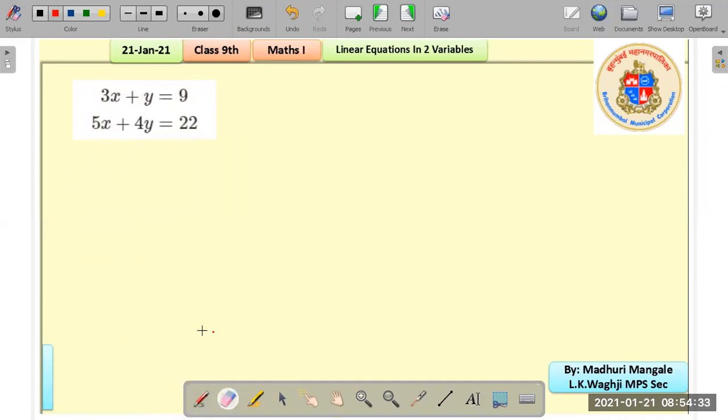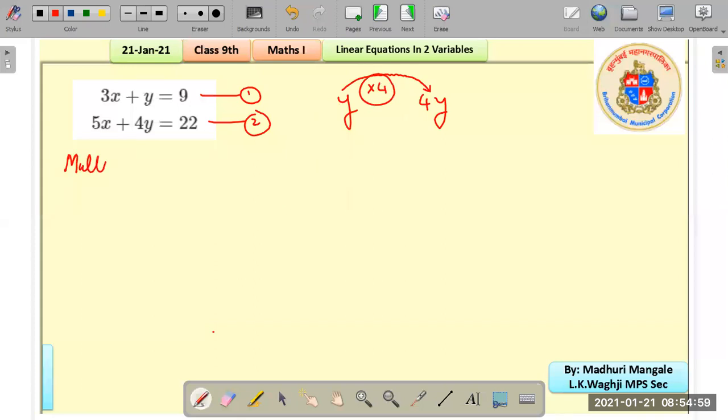We multiply any one of the equations with a certain number so that the terms become same. So if we look at the first equation, it has a y and the second equation has a 4y. What can we multiply to this y to get a 4y? So multiplying by 4 would help, right? So the first step here is multiply equation 1 by 4.